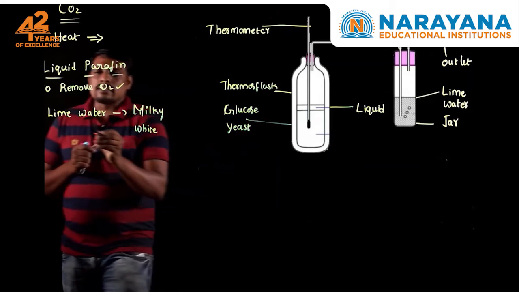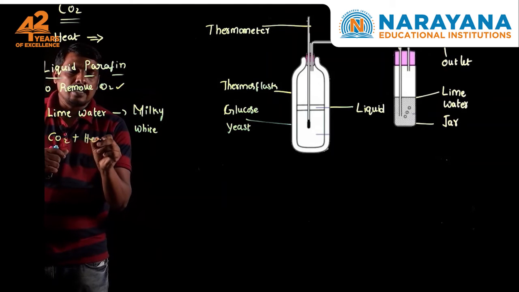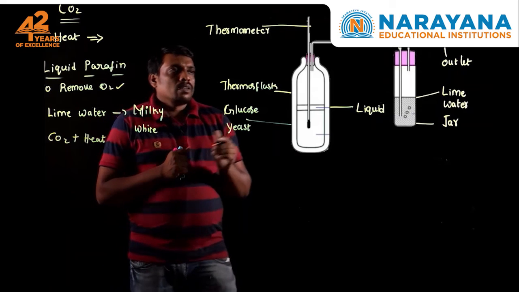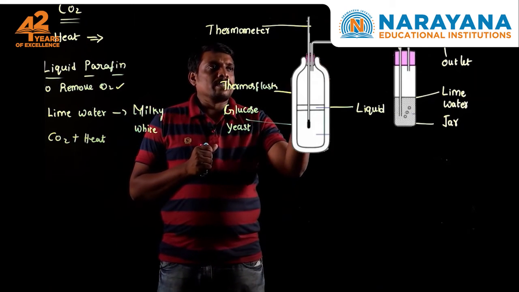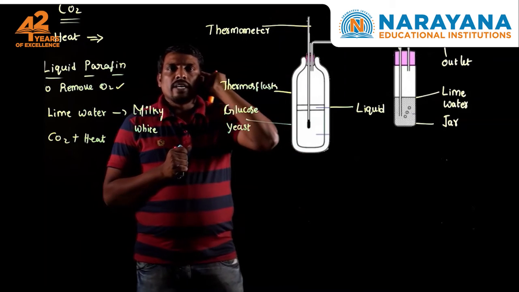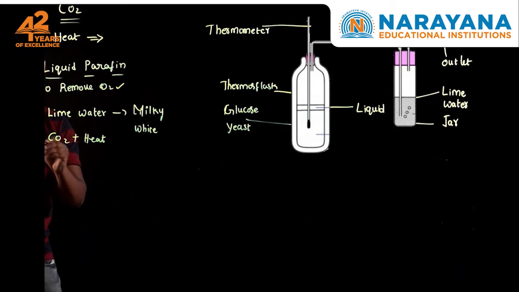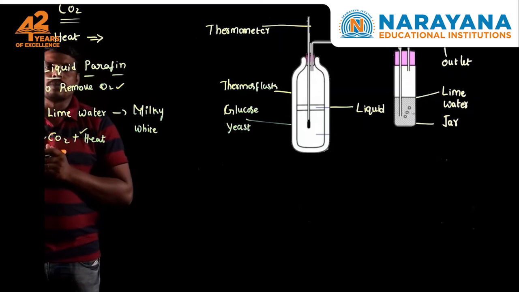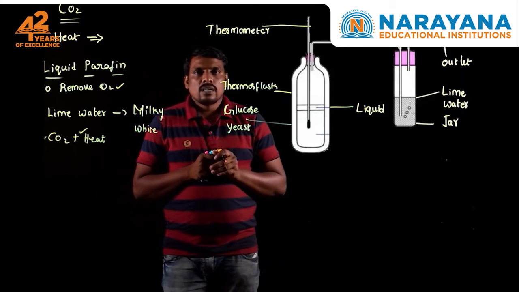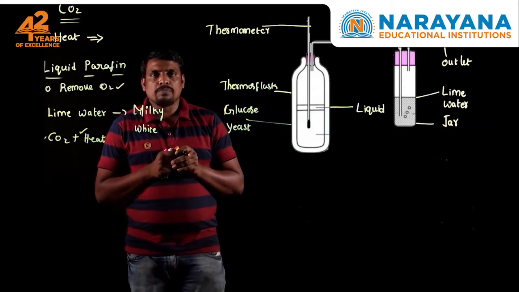In this case, not only is carbon dioxide produced by the yeast during respiration, but also heat energy is produced by the yeast cells. The produced heat, when it reaches the thermometer in the thermos flask, the mercury level increases. So it shows that carbon dioxide and heat both are produced during respiration by the yeast cells. Clear, students? By this experiment, what can we conclude?